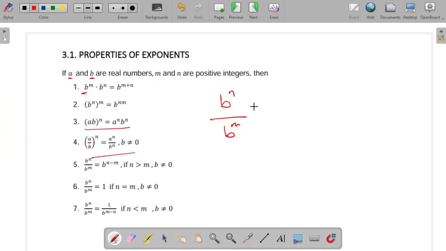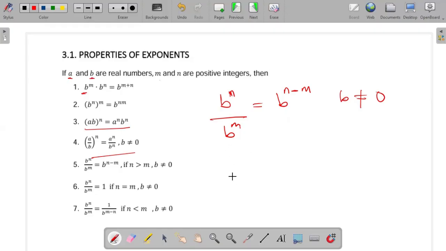So this here is just going to be: I keep the base, so my b is my base. Then I get the one which is in the numerator, which is n. Then I subtract from the exponent which is in the denominator, which is m, like that. Of course, this is also provided that b is not equal to 0. So this is what this property is telling us. And of course, we'll see this even as we look at an example.